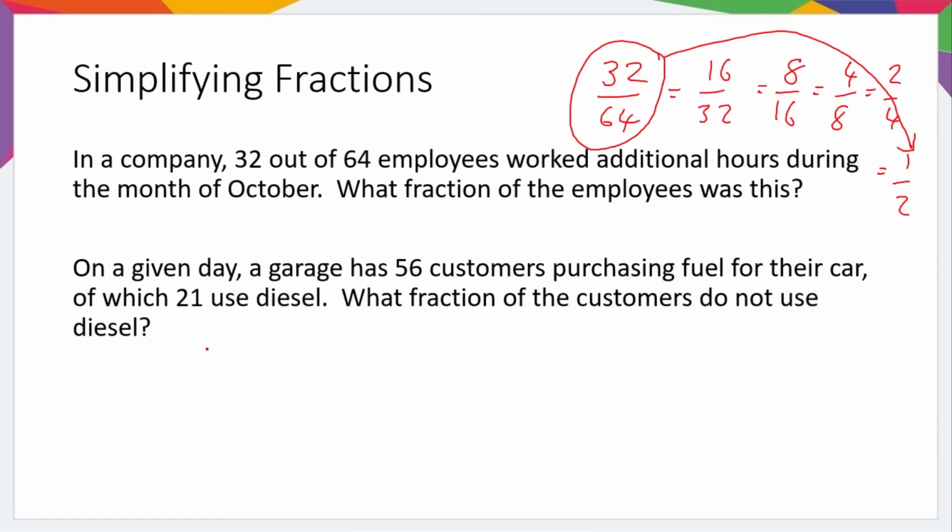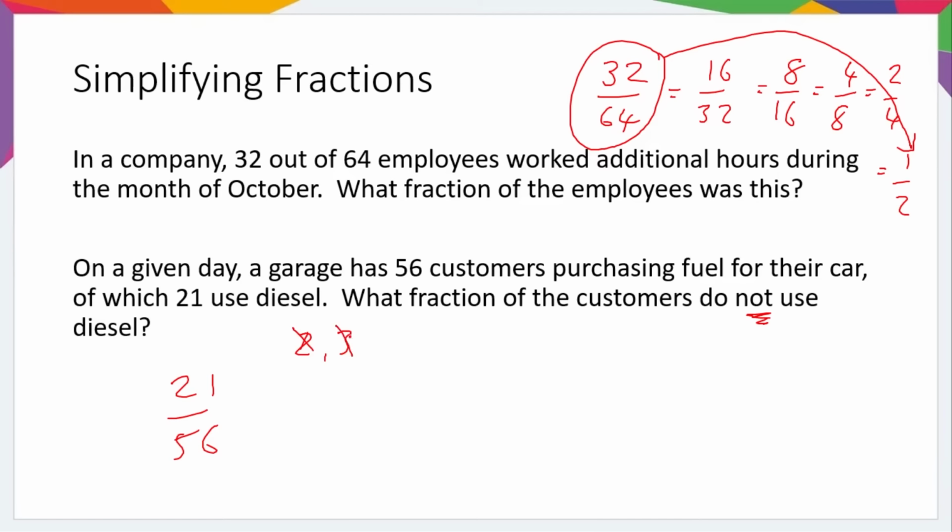So in the second question, we need to be very careful because the question is asking what fraction of the customers do not use diesel. So I think the easiest thing to do is to work out the fraction that do use diesel, which is 21 out of 56. Now, we can't divide these by 2. They're not in the 5s, they're not in the 10s. So if you can't divide by 2, can we divide by 3?